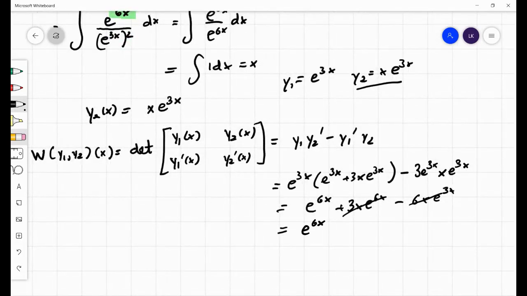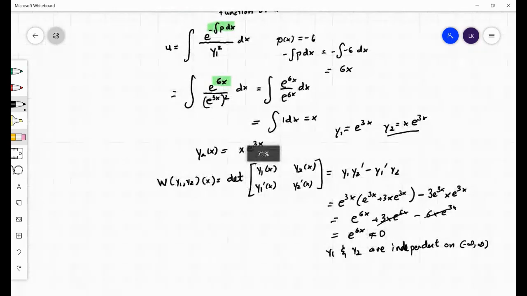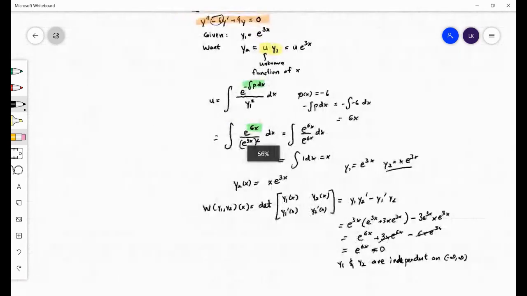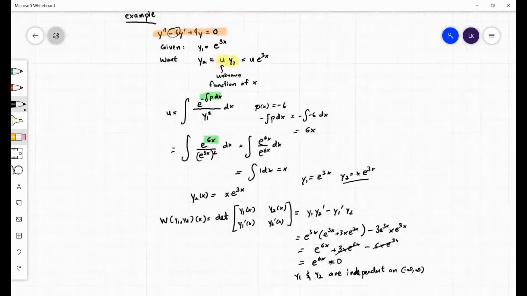So since this Wronskian is always positive, in particular it's never zero, then we indeed have that y1 and y2 are independent on the whole number line for all x's. Okay. So let's just take a look at that example.